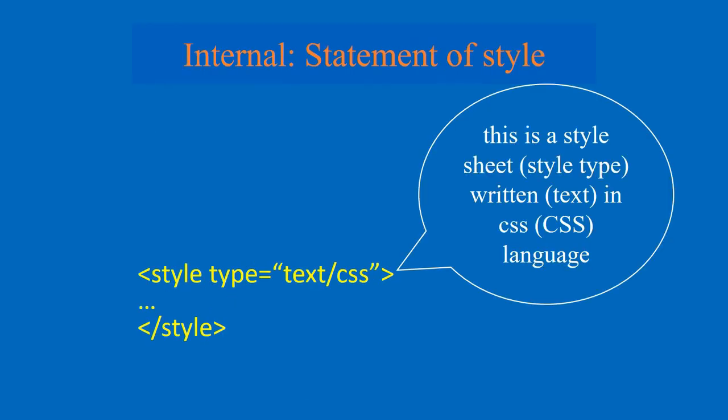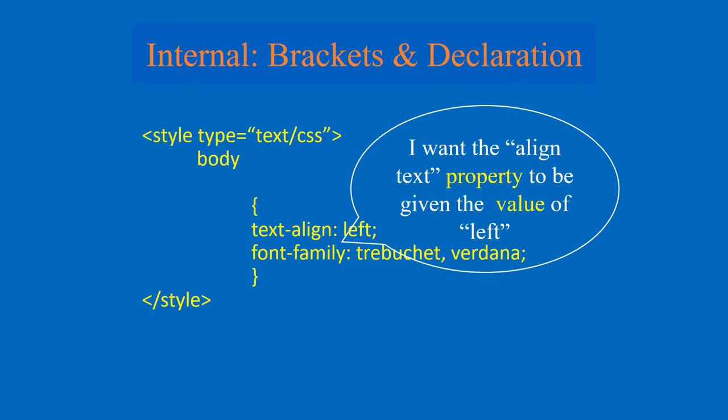So here again, the style type equal to text/css, and again the closing of the style. This is very important: whatever document type CSS you are writing, as internal CSS, should be in the middle of this, and the standard format is after the closing of the title and before the closing of the head. Then the bracket and the declaration, which I already told you about. Here again is the curly bracket, then the property colon.